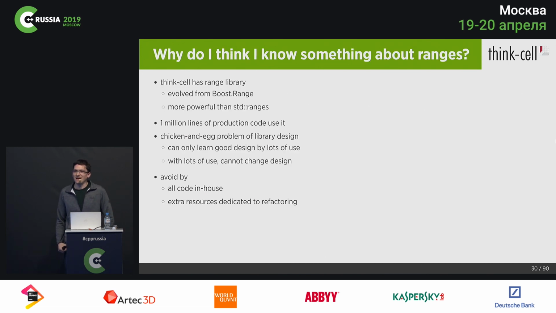So at think-cell, we adopted ranges more than a decade ago. We have been extensively using Boost ranges. And then later, when we encountered some shortcomings, we gradually started developing our own library, which you may also find on GitHub. And we are heavily using it everywhere in the production code. We have more than 1 million lines of code that actually use it.